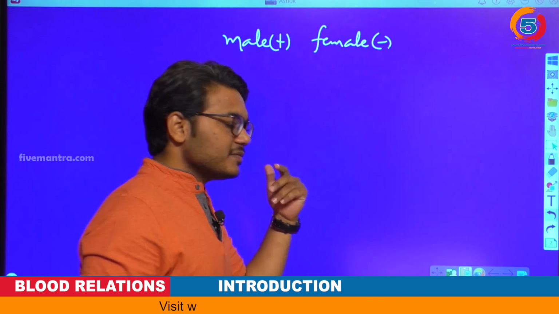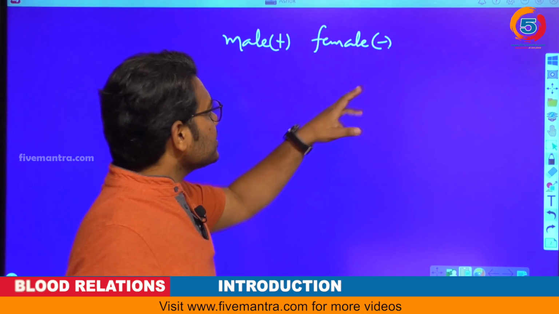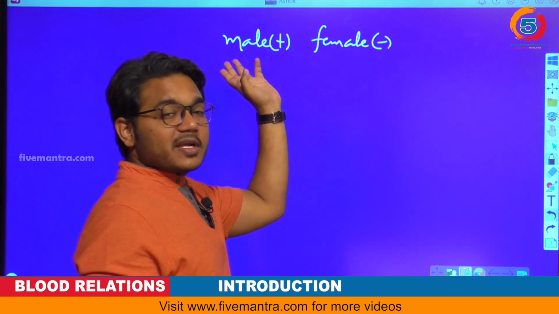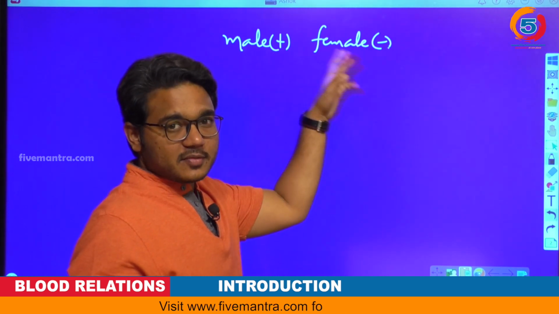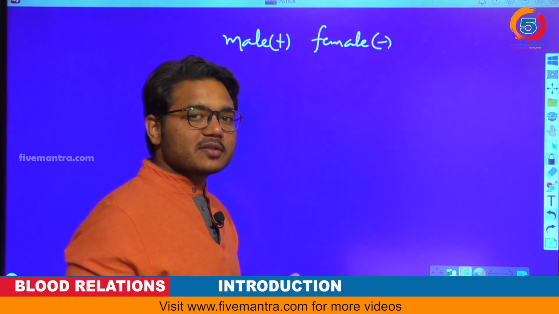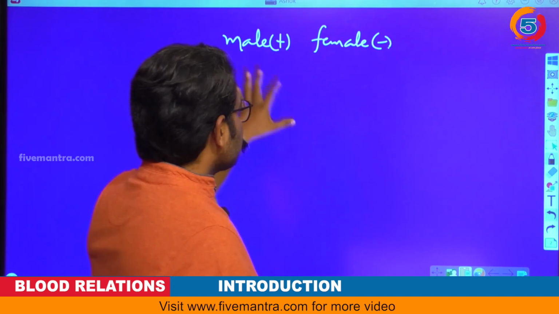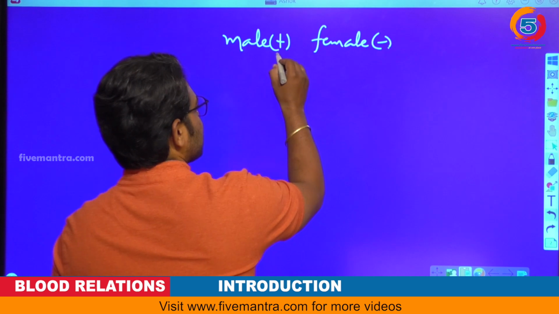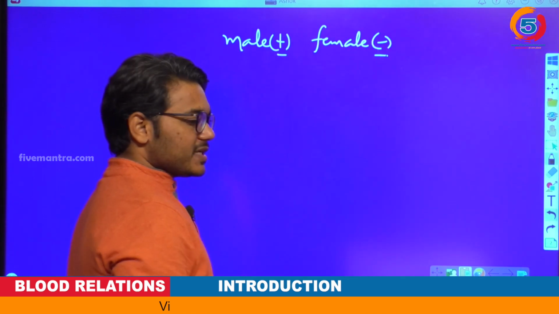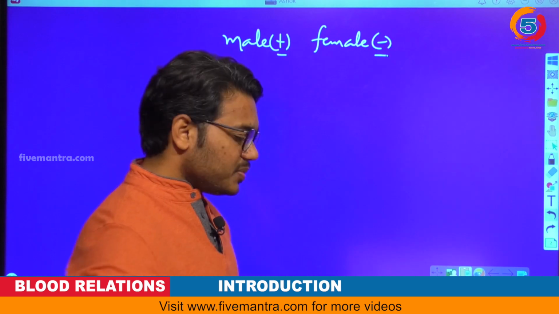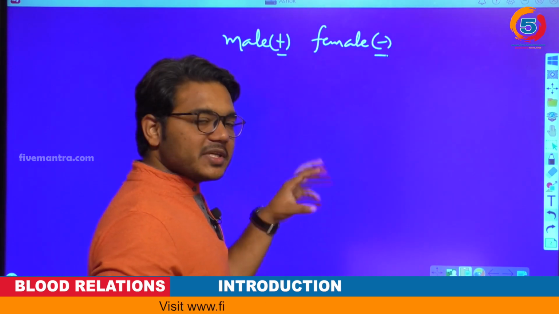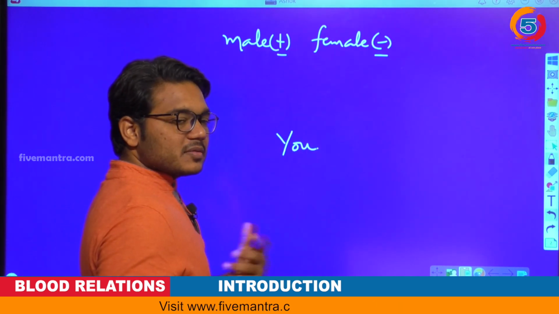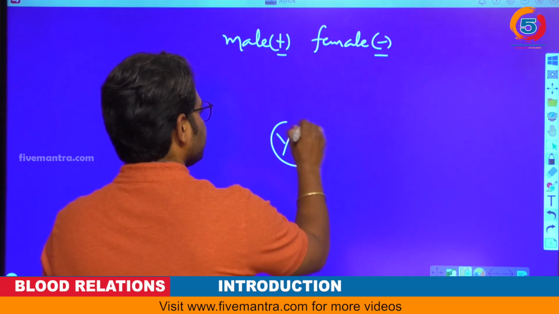Plus or minus, anyway it is not any biased thing. Minus is female because a female goes outside her family, and the male is bringing a female into the family. Whatever perception you have, you can take it. Basically I follow this code to simplify the problems: plus for male and minus for female. Let us make you the center. As I am a male, let me suppose you are a male.